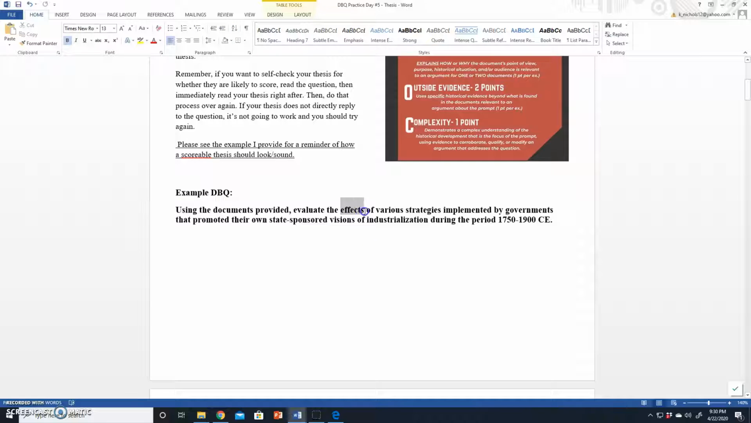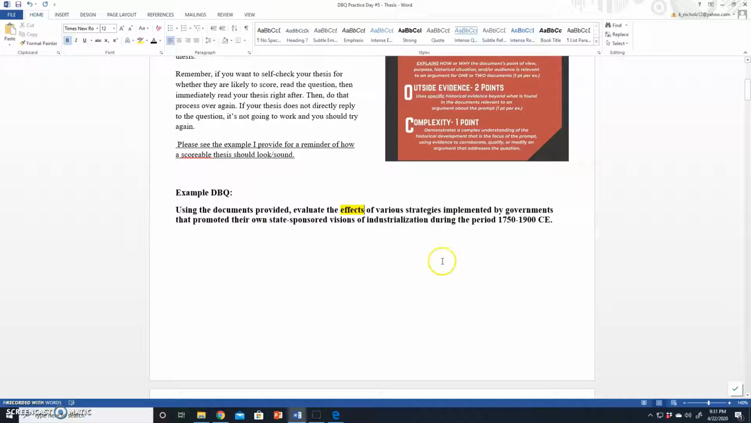Using the documents provided, evaluate the effects of various strategies implemented by governments that promoted their own state-sponsored visions of industrialization during the period 1750 to 1900. And I highlighted effects because that needs to be the key driving word that you're using right there. Effects. This is kind of the verb of what this whole thing is talking about. It's not talking about what caused something. It's talking about, okay, this happened. As a result, something over here happened. Kind of what happened as a result of industrialization.